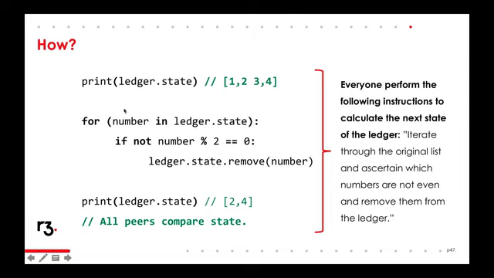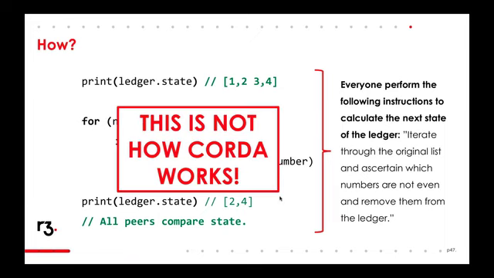So what we do is we take the list, and we check to see if the numbers in the list are even. If they're not, then we remove them, and then hopefully we get to the new updated state of the ledger. And this here in the middle would be the smart contract, or the contract code, which is distributed to all peers on the ledger, and they all calculate the updated state of the ledger and then compare the results. If there's quorum to the required amount, then the ledger will be updated and comprise only of the even numbers in the list. However, this is not how Corda works.